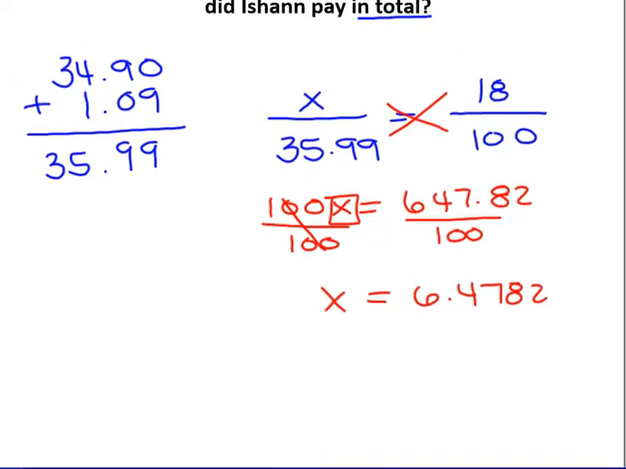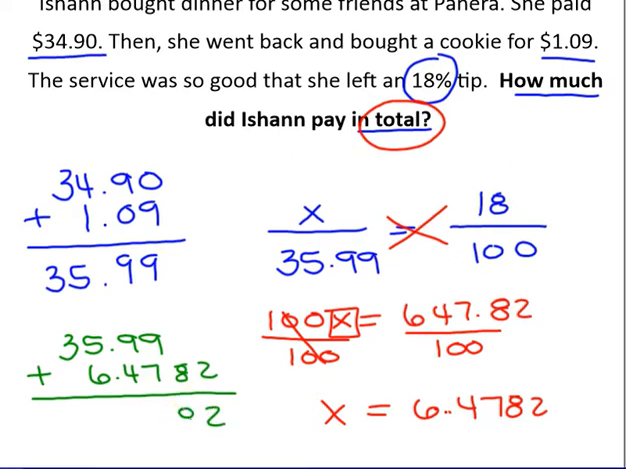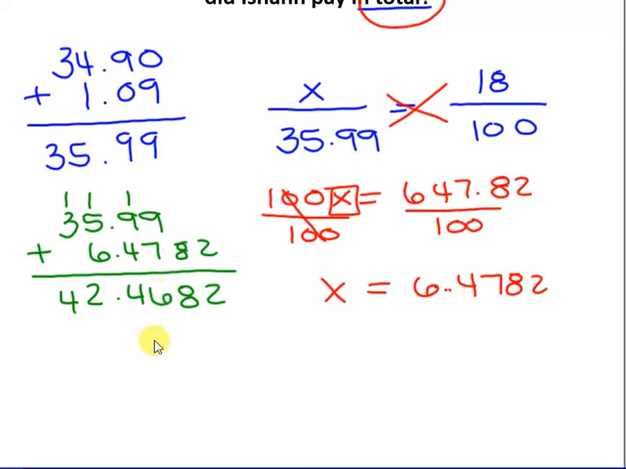6.4782. Now, going back to the question, they want to know the total. They do not want to just know the tip. So I need to take this tip and add it back to the total. So 35.99 plus 6.4782. We're going to add this up. All right, now I got this 42.4682. That is the total, but that's not an acceptable way to write money. I can only have two numbers after the decimal. So this 8 is going to tell this 6 to go up, and then we're going to get rid of the rest. So my total cost is $42.47.